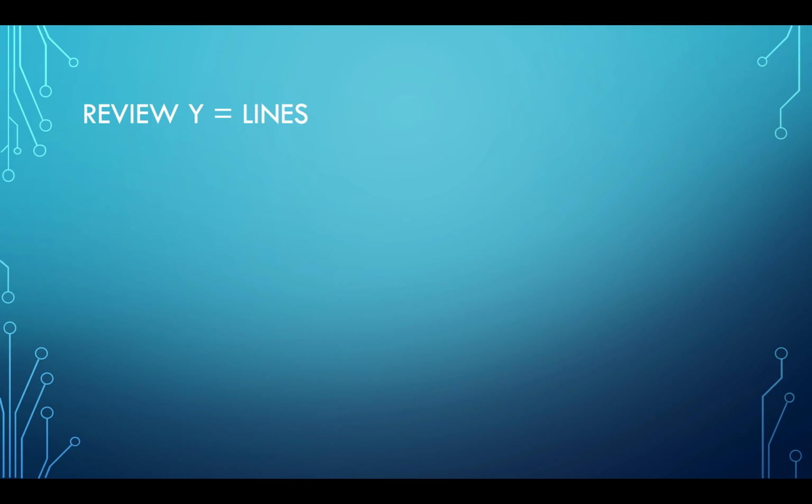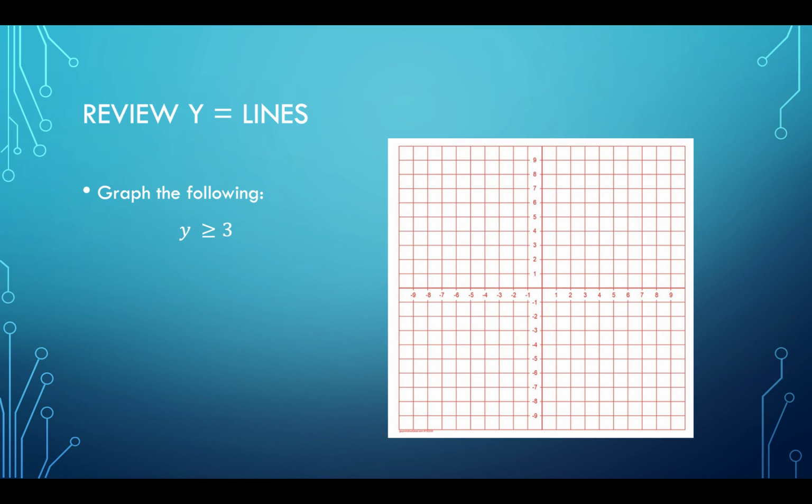Now we're going to review y equals lines. We're going to graph the following: y is greater than or equal to 3. So we pull up our little graph over here. Once again, going up and down vertically is our y-axis, and horizontally over here is our x-axis. So on our y-axis, we're going to plot a dot at 3.